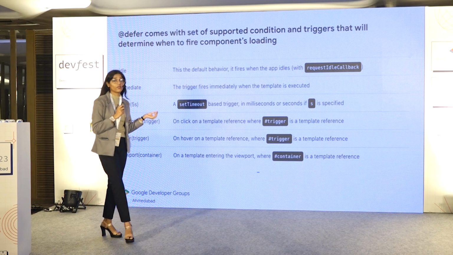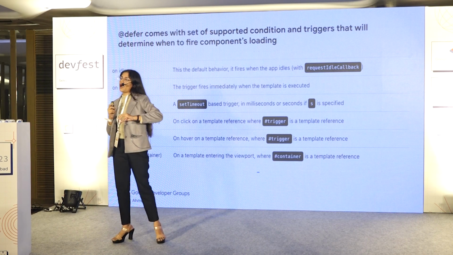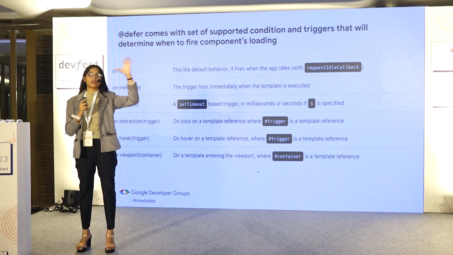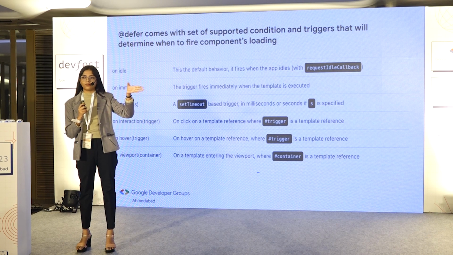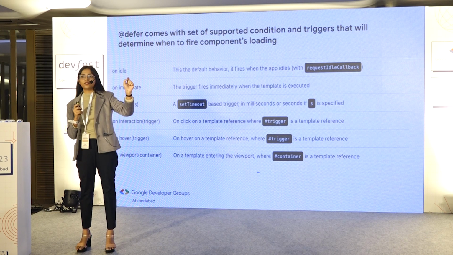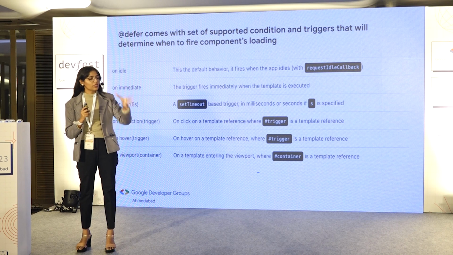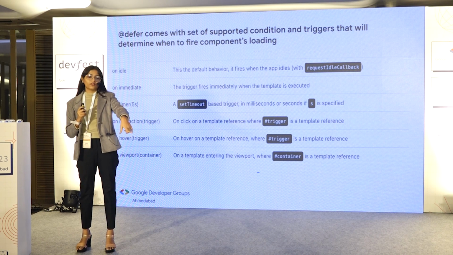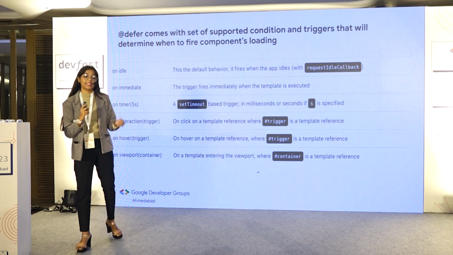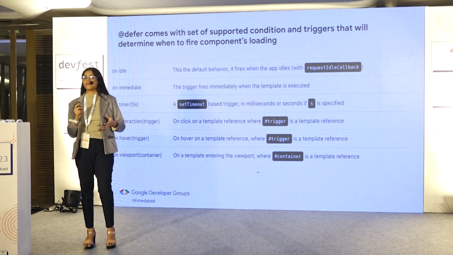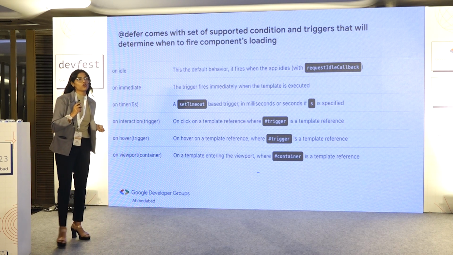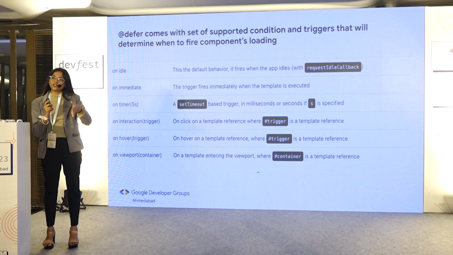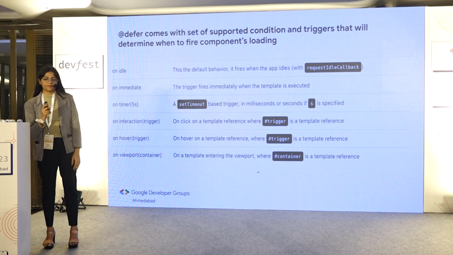Then we have on hover. Now you are mentioning that if I hover on a particular div, let's say you are having a website and you are having a comment button. So when the user clicks on that button or hovers on a button, then only you want to load the component. That you can do with the help of on hover. Next we have on viewport. So if you want to load some component only when the user enters a viewport, in that case you can use this trigger on viewport.